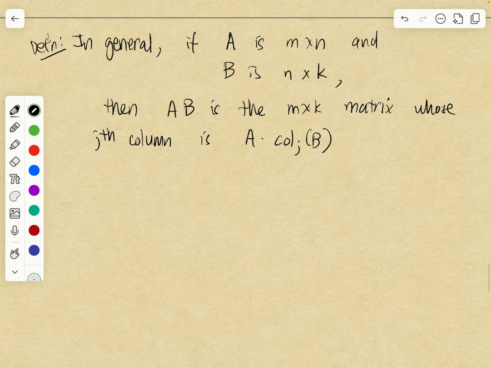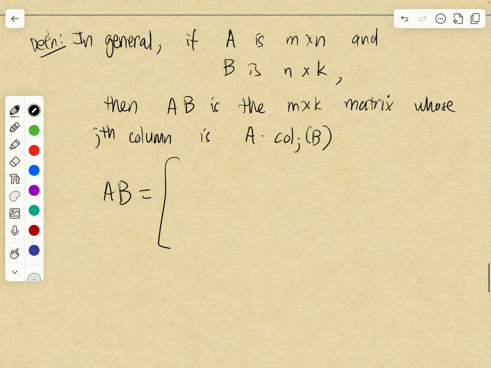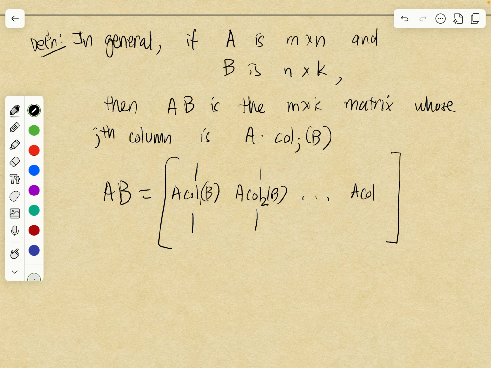In other words, I take the matrix whose first column is A times the first column of B. That's the first column of A times B. Then the second column of A times B is A times the second column of B. And then you keep going, and you have k columns because B is n by k. So then you have A times the column k of B. That's the last column. And that gives you the matrix. And so this is an m by k matrix.